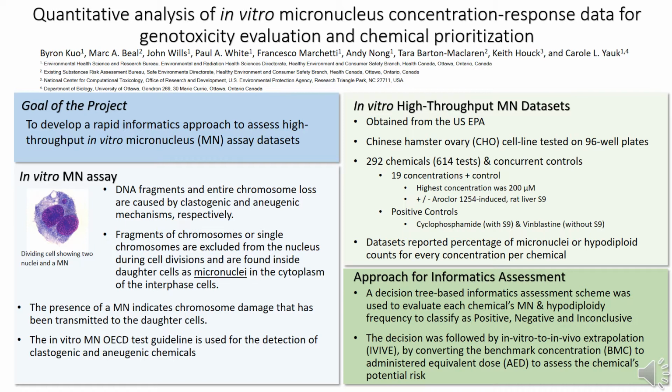The US EPA has produced micronucleus datasets using a high-throughput approach. Very briefly, Chinese hamster ovary cells were treated with 292 chemicals on 96 well plates. Each chemical was tested with 20 concentrations, ranging from 0 to 200 micromolars, plus and minus the rat liver S9, and the results were reported as percentages of micronuclei or hypodiploid counts.